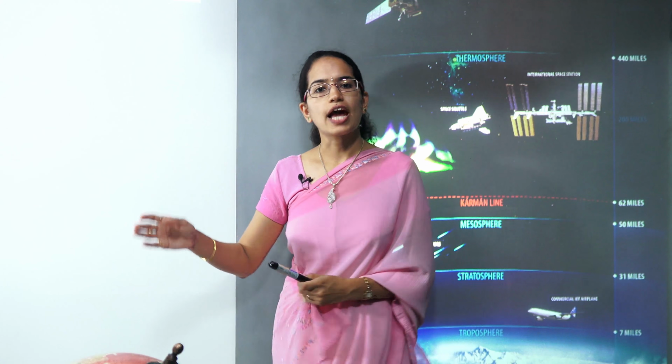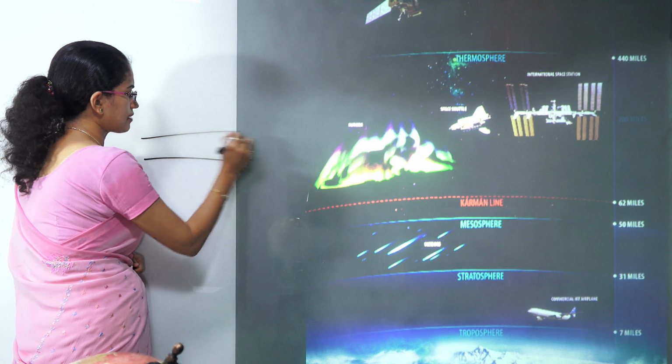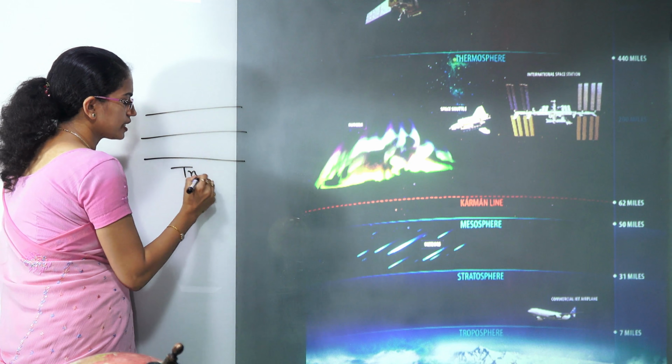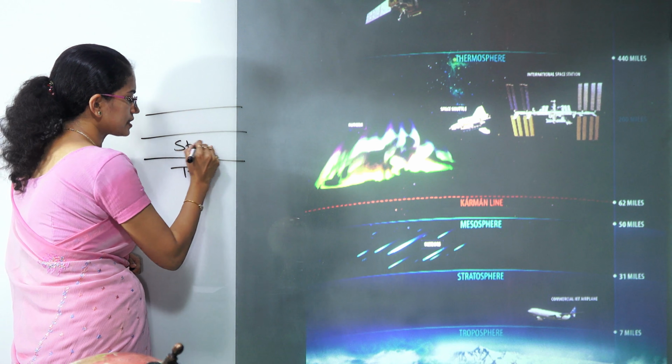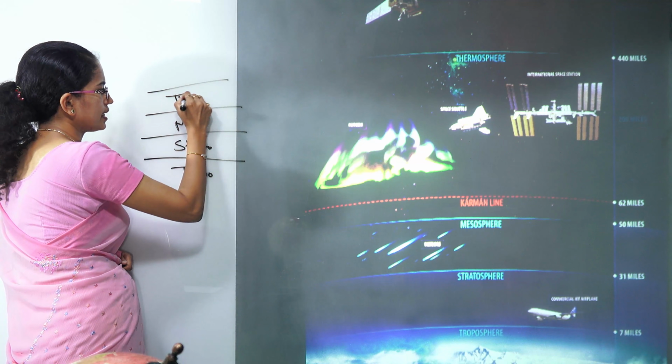Hello, let's understand what is ionosphere, magnetosphere and Karman line. Now, let's understand the layers of atmosphere that we had talked about. So, the lowermost layer is troposphere, followed by stratosphere. Then you have mesosphere, thermosphere and exosphere.